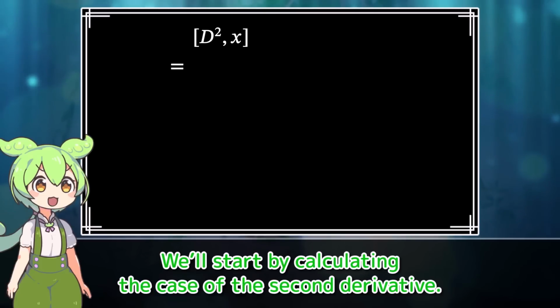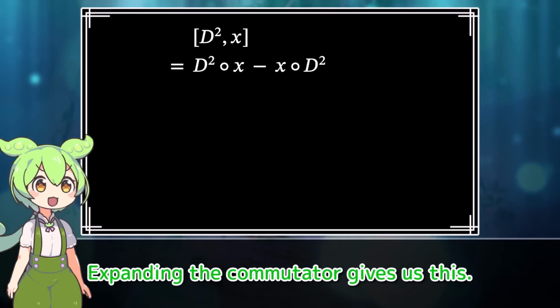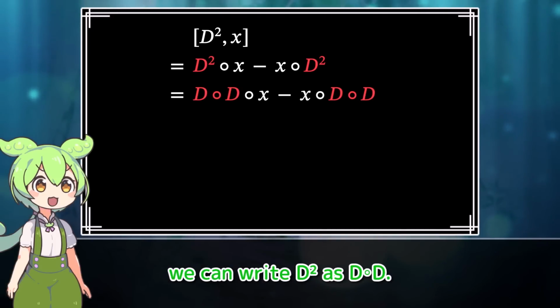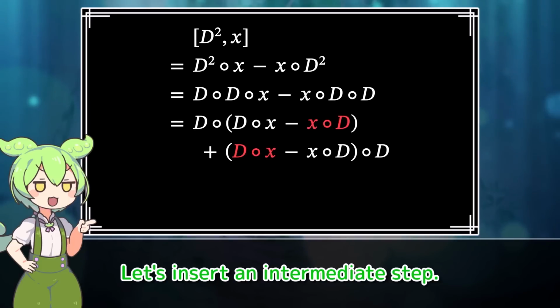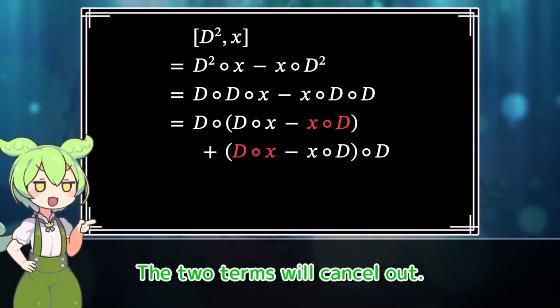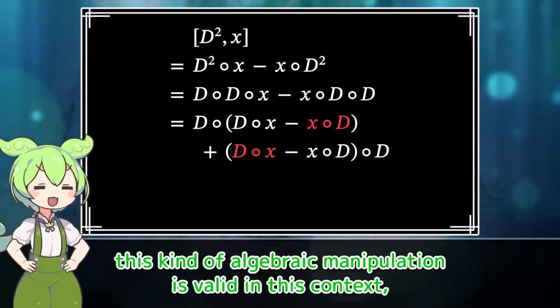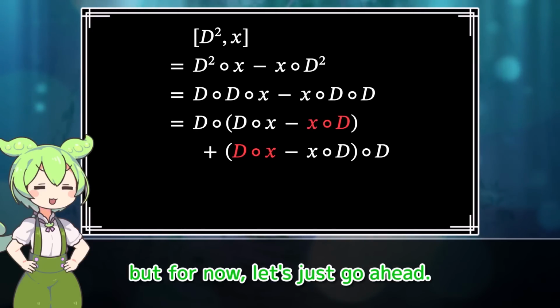We'll start by calculating the case of the second derivative. Expanding the commutator gives us this. Since the second derivative means applying differentiation twice, we can write d squared as d of d. Let's insert an intermediate step. The two terms will cancel out. Technically, we should verify whether this kind of algebraic manipulation is valid in this context. But for now, let's just go ahead.